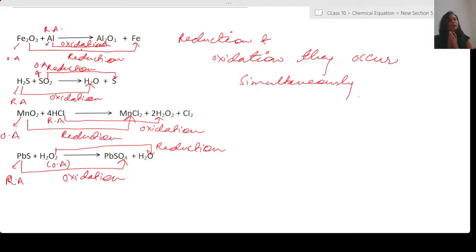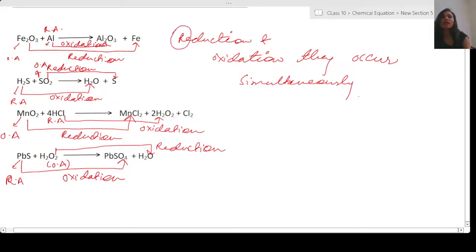Reduction reaction cannot occur alone. Similarly, oxidation reaction cannot occur alone. They both go hand in hand. They occur simultaneously in a chemical reaction, and that is why reduction and oxidation reactions are also called redox reactions. Red from the reduction, OX from the oxidation. So they are together called redox reactions.